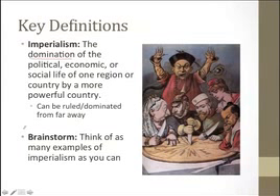So why don't you take a minute and think for yourself, and you can brainstorm. What are examples of imperialism that you can think of? I mentioned two already, and you can start to think about what other ones there might be. So pause this right now and think about that.